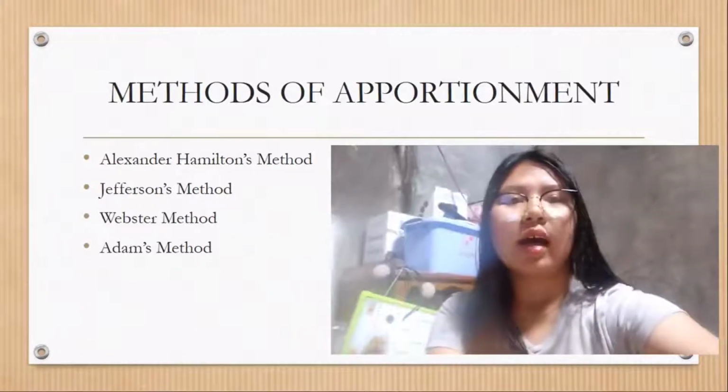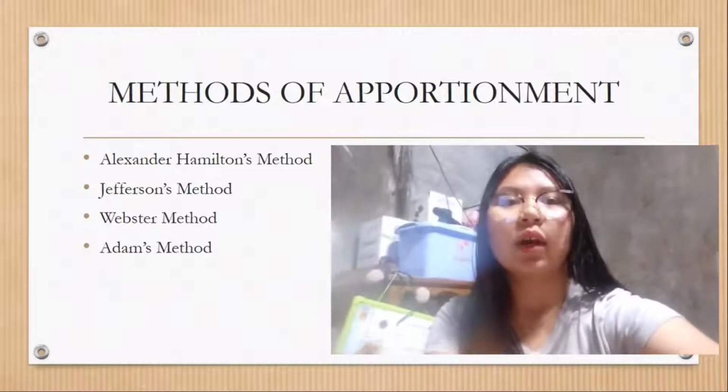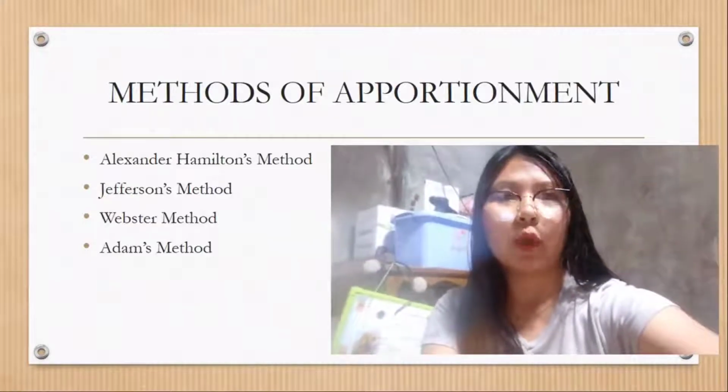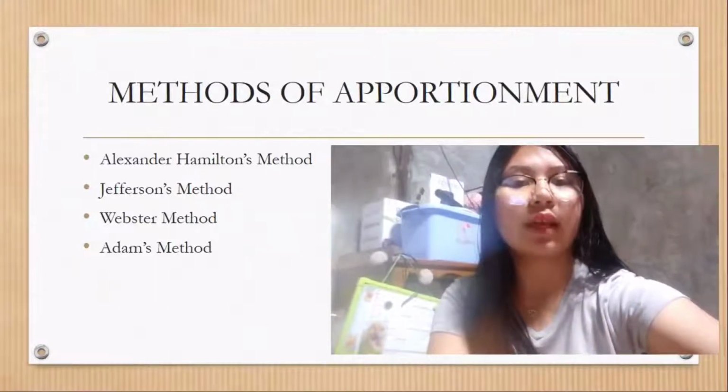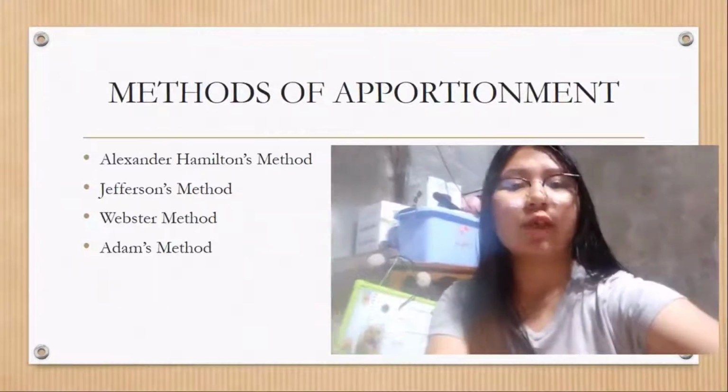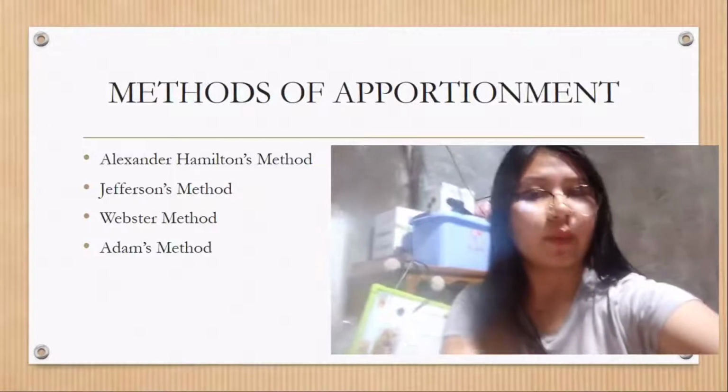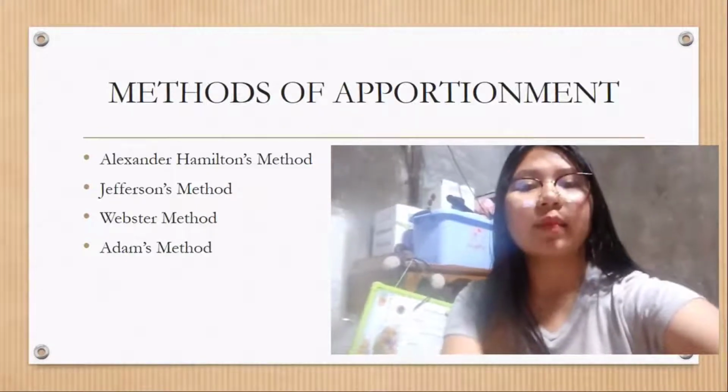Now, as I have said earlier, we have four methods of apportionment. The first method is Alexander Hamilton's method. The second is Jefferson's method, followed by the Webster method, then the Adams method.